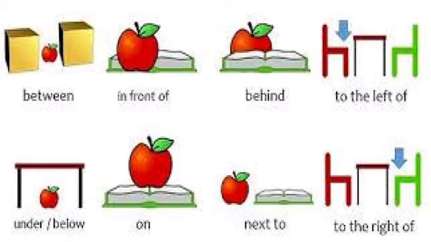Now let's look at the chairs and the table. Look at the red chair. The red chair is to the left of the table, while the green chair is to the right of the table. These are examples of prepositions of place. Remember, a preposition of place tells you where something is.